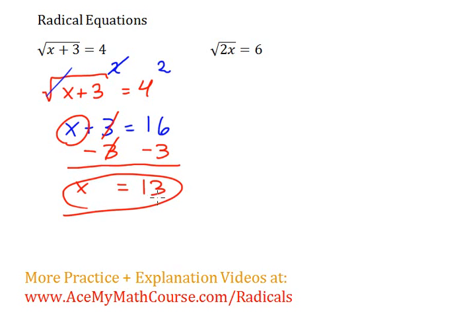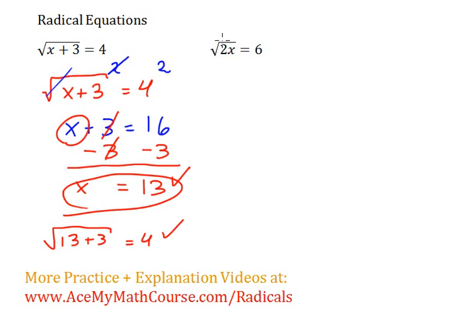But it looks like this one will work. Let's plug it back into the equation. So it looks like x is 13, so the root of 13 plus 3, is that equal to 4? Looks like it, because 13 plus 3 is 16, and the square root of 16 is 4, so that works, and this is the answer, and it's not extraneous.